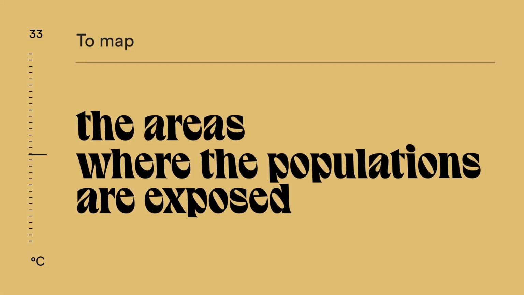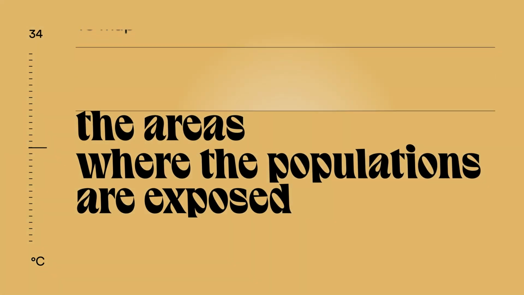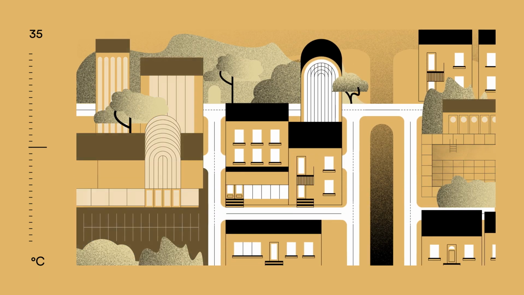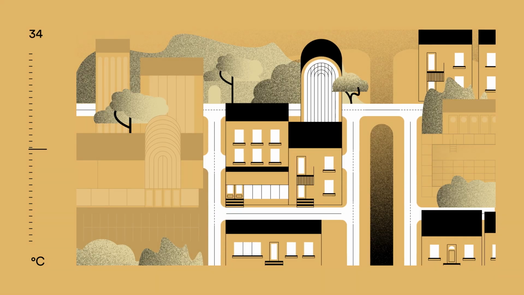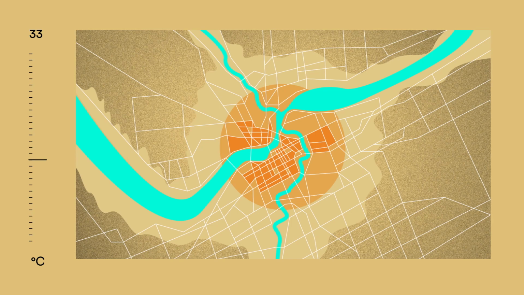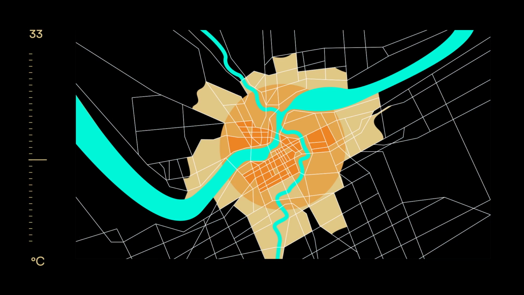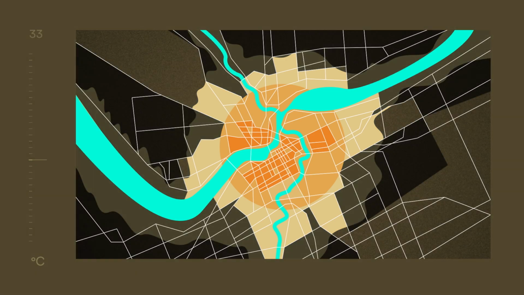In order to map the areas where populations exposed to heat waves actually live, uninhabited portions of urban areas were not included. To this end, a file created by the European Commission allowing for the differentiation of inhabited and uninhabited areas was adapted and used.